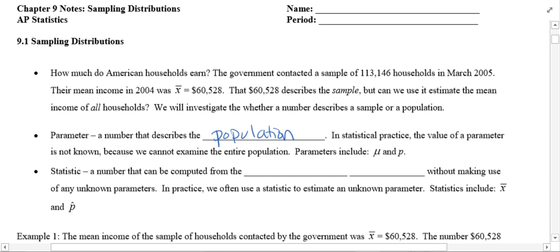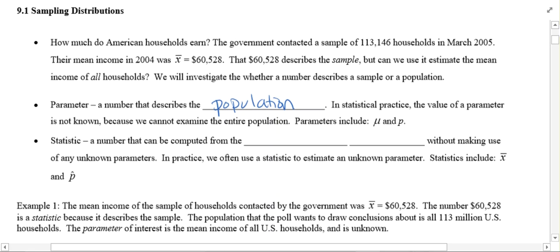A statistic is a number that can be computed from sample data without making use of any unknown parameters. In practice, we often use a statistic to estimate the unknown parameter. Statistics include x bar, our sample mean, and p hat, the sample proportion. The p with a little caret on top of it, you call that a hat, so p hat.